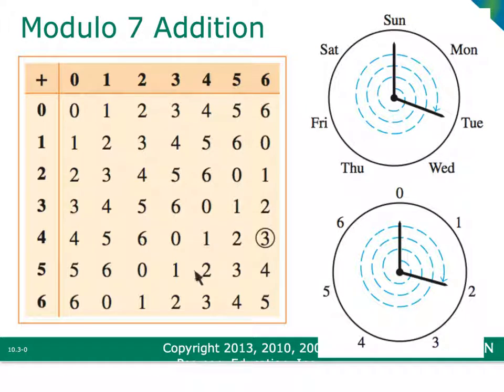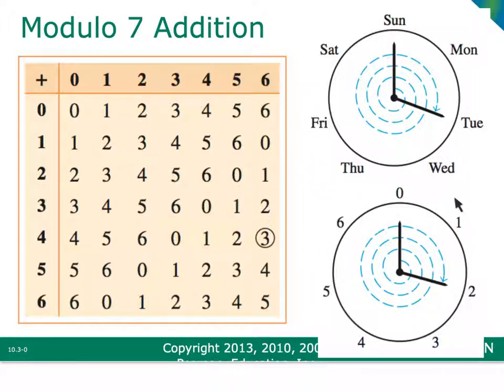Okay. So let's say we do 6 plus 5 is 11, right? Which we can't use here, because we can only use 0 through 6. 6 plus 5 is 11. Take away 7 and you get 4. 6 plus 6 is 12. Take away 7 and you get 5. 5 plus 5 is 10. Take away 7 and you get 3. So that way we have closure. We get results that are only in the set.